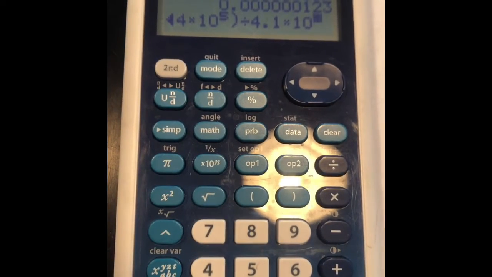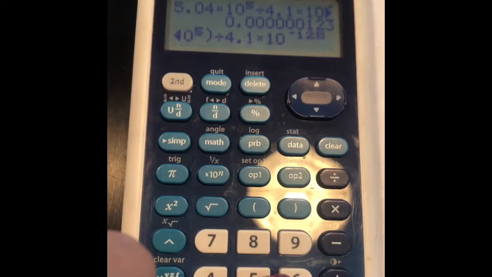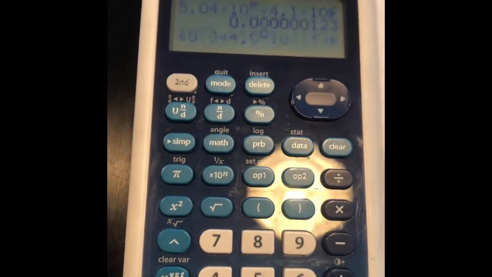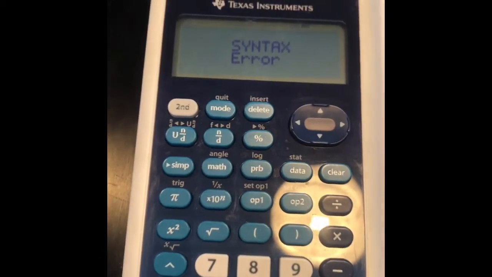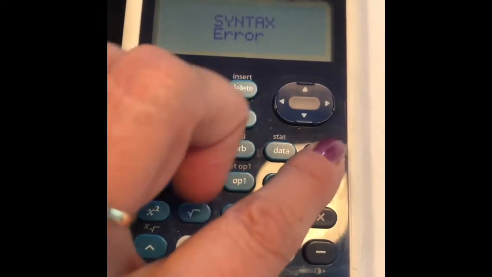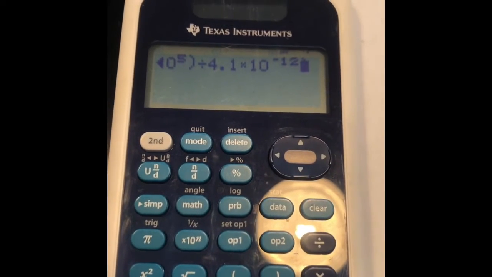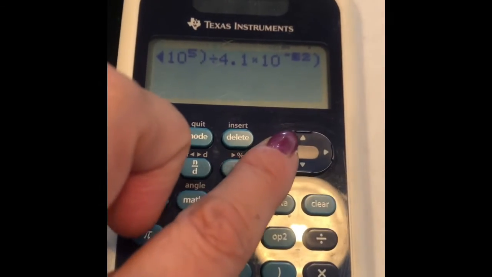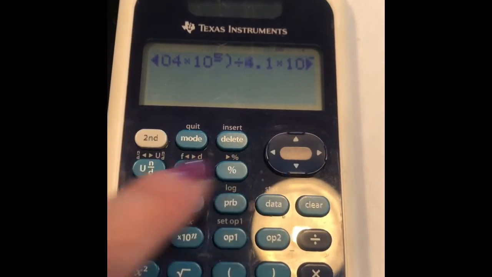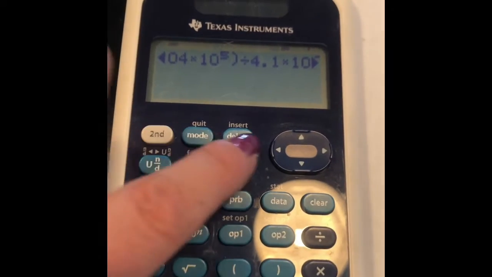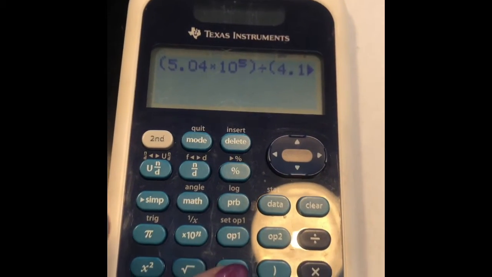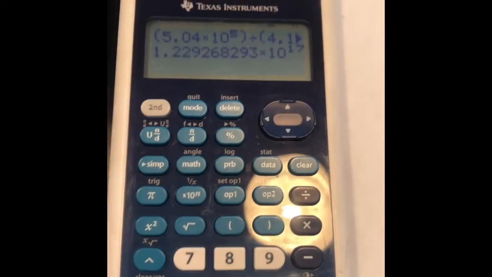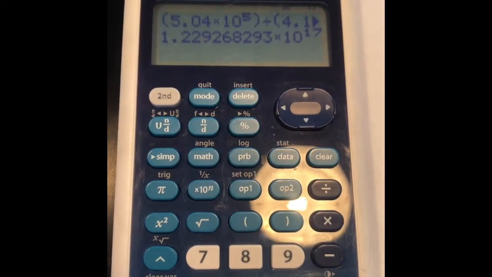times 10 to the negative 12. Close parenthesis. We have to go forward to close the parenthesis. Enter. Oh, brother. Hold on. See, I don't love this calculator. I closed parenthesis and didn't have a beginning parenthesis. I'm not going to restart. I'm going to insert, second, insert the first parenthesis. You can't close parenthesis without having a starter parenthesis. Okay, so now we have the right answer.